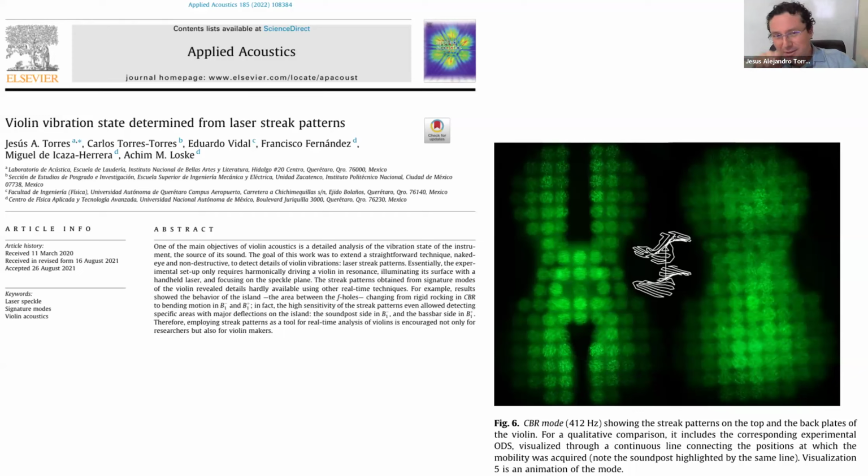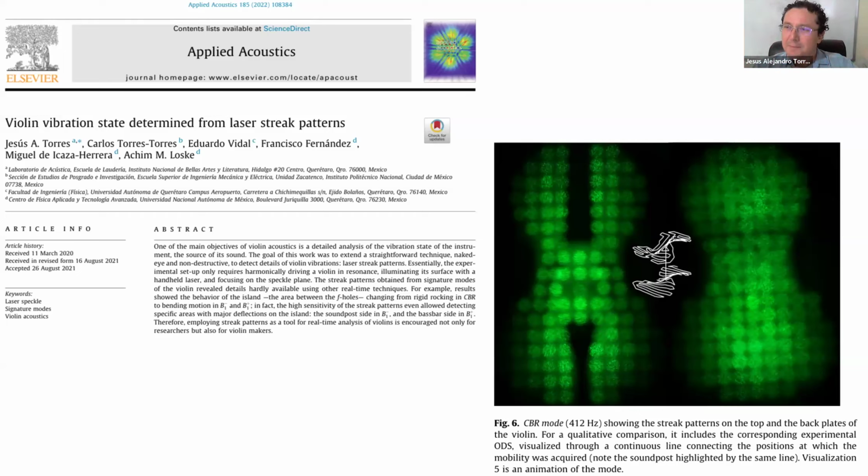As you can see in figure 6 here, this is the CBR mode. It will be hard to find a relationship between the CBR mode in this technique and the classical nodal lines in this mode. This is so because this technique reveals very different information of the vibrations. They are not revealing nodal lines. The technique is revealing the parts with more vibration.